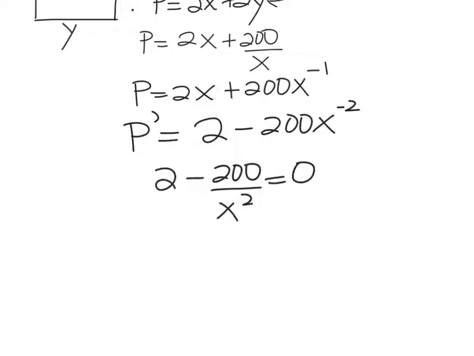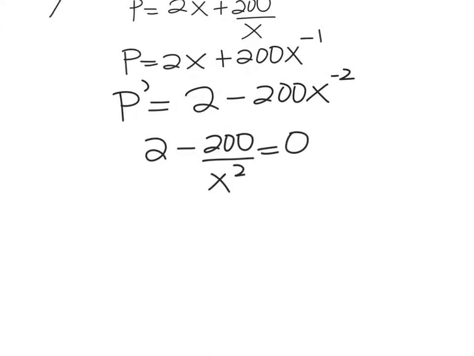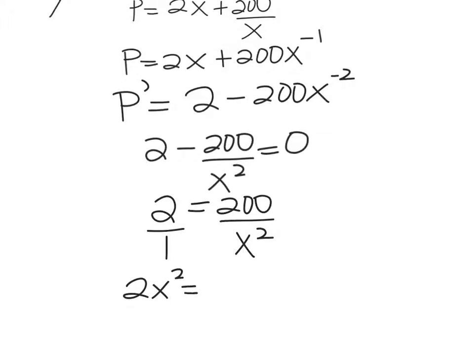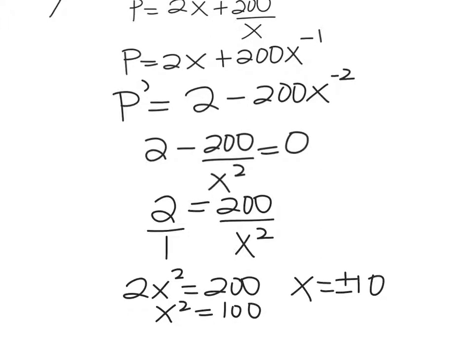All right. So we need to solve this. Let's add that negative 200 over x squared to the other side. So I get 2 equals 200 over x squared. We can put that 2 over a 1 and cross multiply. So 2x squared equals 200. Divide by 2. x squared is 100, so x would be plus or minus 10. We're talking about a real live dimension, so we want to get rid of the negative. So x would be 10. Y equals 10? Yes, it's a square.